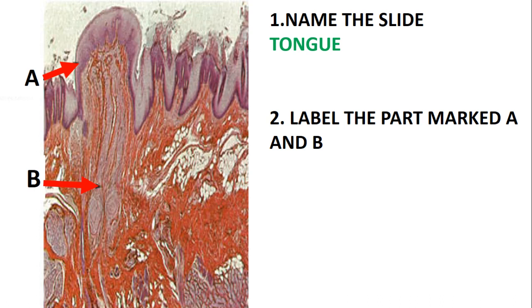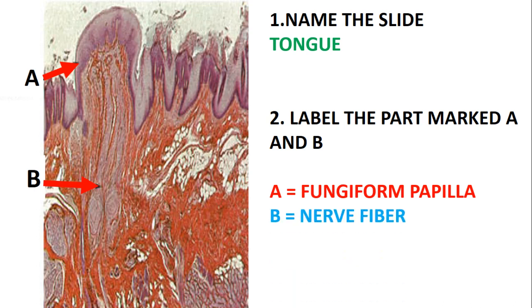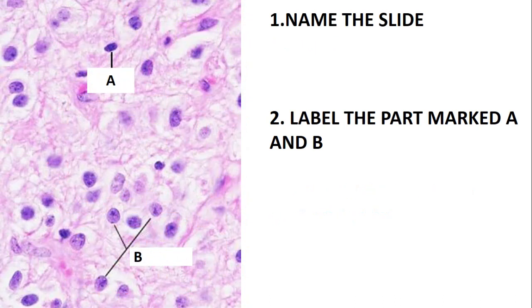So let's quickly look at labels for this slide. Label the part marked A and B. A is just the fungiform papilla which is going to help us to know that this is the tongue. And then B is just the nerve fibers, and then you can see some skeletal muscles in this same tongue. Okay, let's quickly move on and look at the next question.